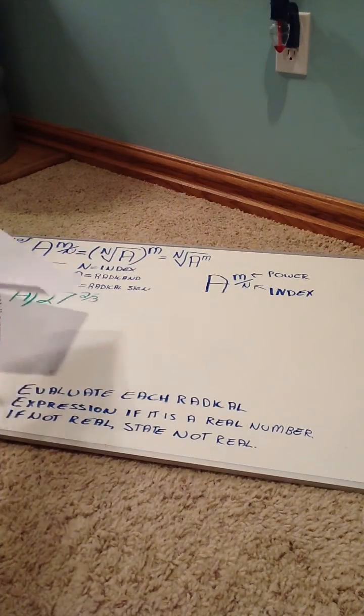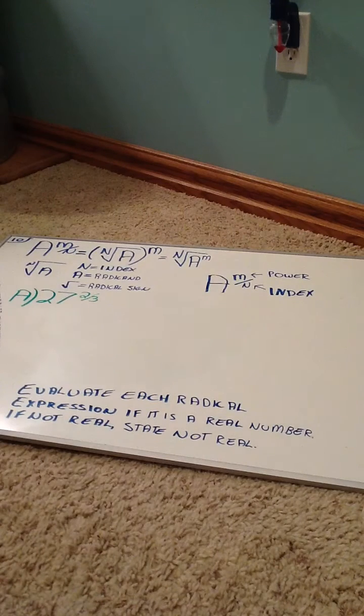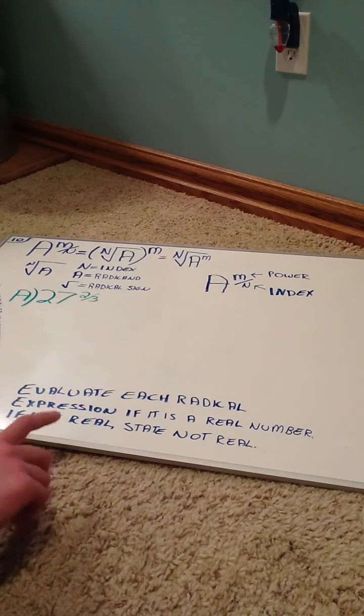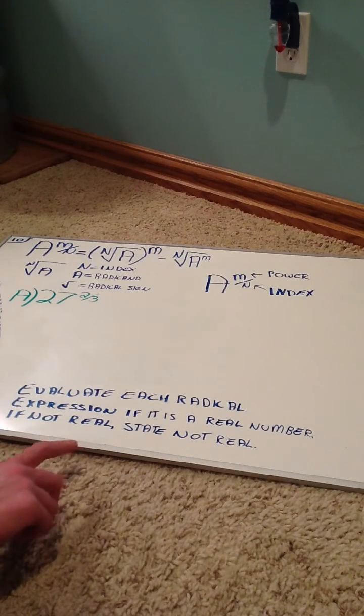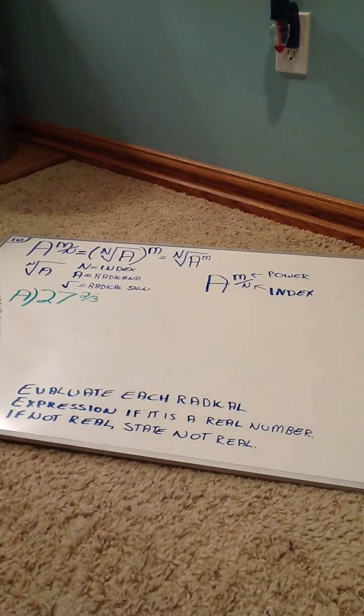So our first problem we have is 27 to the 2 over 3. Our instructions for these problems are to evaluate each radical expression if it is a real number. If the radical expression is not real, state that it is not real. So, the first thing we're going to do is change the format of our problem.